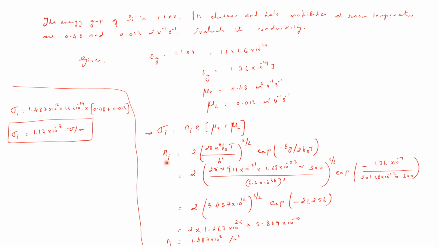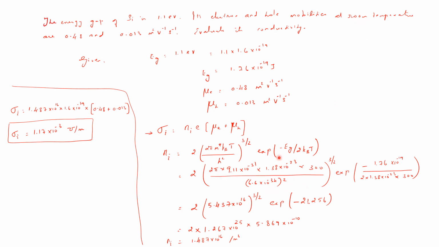So you have to write the Ni expression in terms of Eg. So Ni is 2 into (2 pi m star kBT divided by h square) whole power 3 by 2, exponential minus Eg by 2 kBT. Substitute all the values: m is 9.11 into 10 power minus 31, kB, you know, is 1.38 into 10 power minus 23. Room temperature is given, so it is 300 Kelvin. Then h is also a constant value.